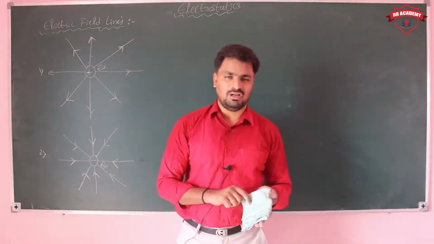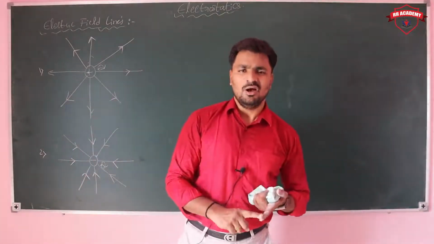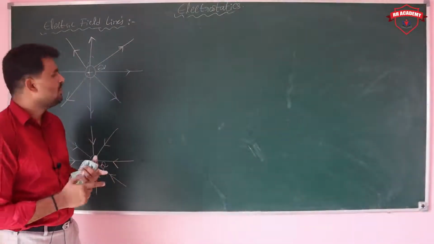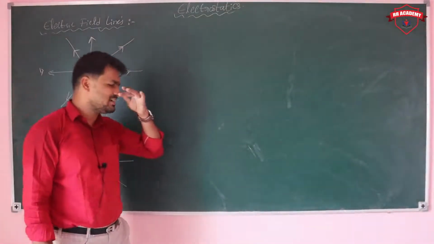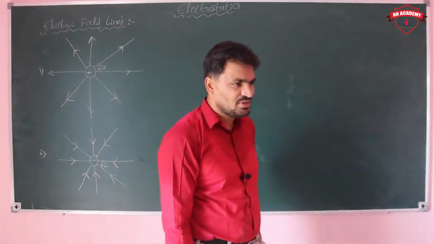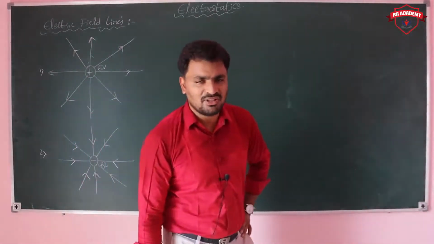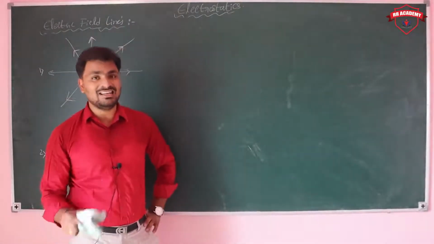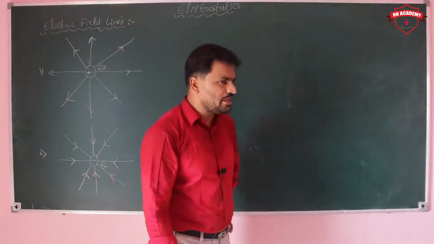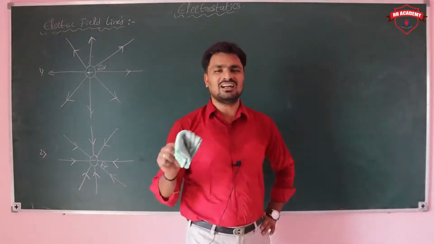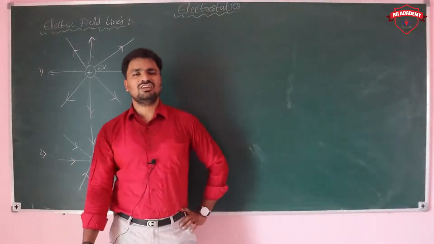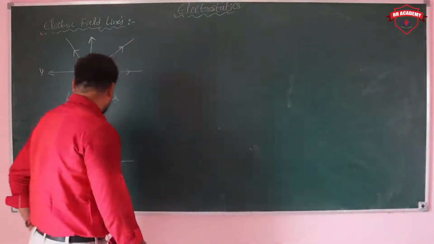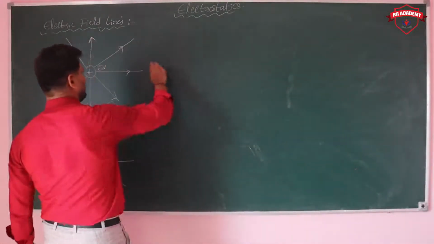And one more important point. There are some properties. Let's see what the properties of field lines are. First property, field lines start from the positive charge. Next, the field lines end on the negative charge. Where do they start? They start from the positive charge. Where do they end? They end on the negative charge. Next, let's see the third point.